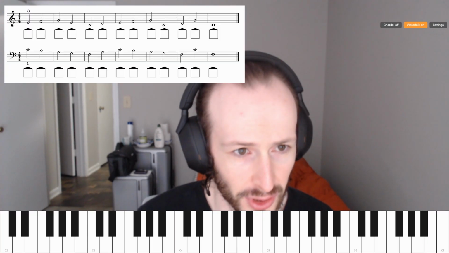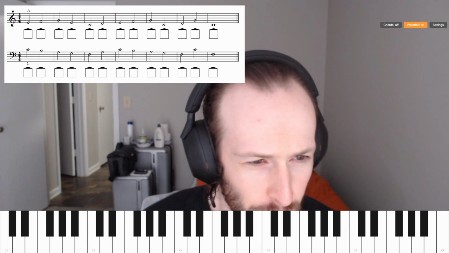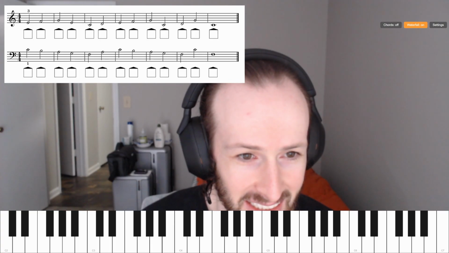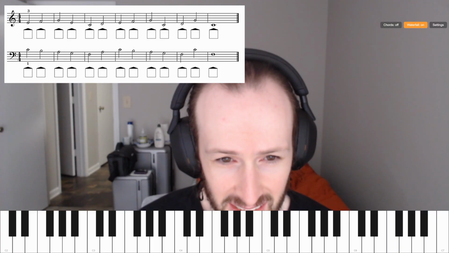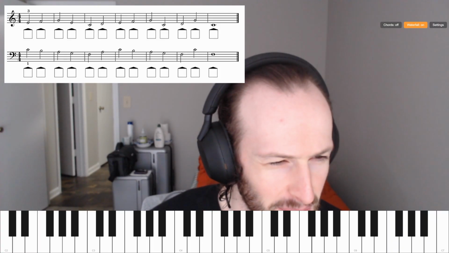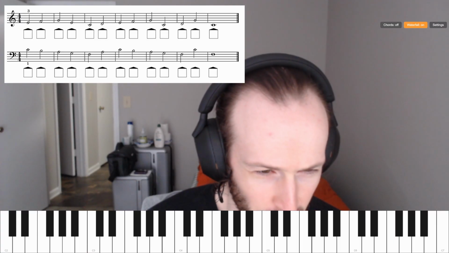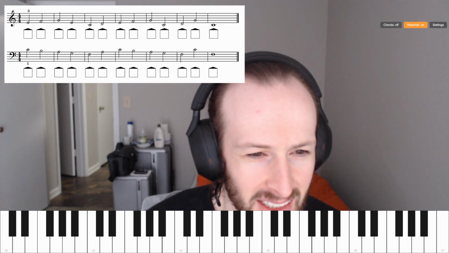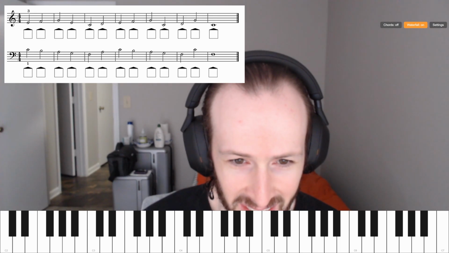Write the name of each note in the square below it. E, F, G, E, middle C, D, E, F, G, middle C, D, G, middle C. Middle C, B, A, G, F, A, middle C, B, A, G, F, middle C, F.